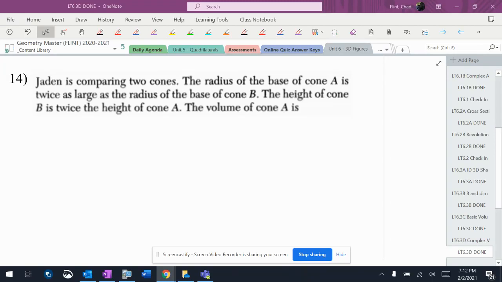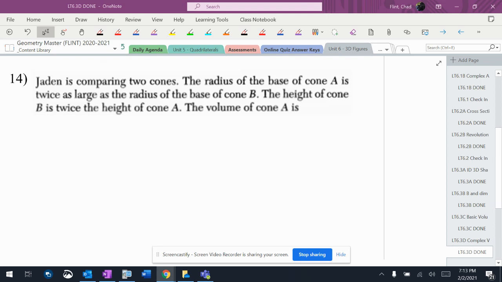So I threw this problem on the end here. This is a recent Regents problem that came up, and it was just an odd one that they don't usually ask, and people had trouble with it because it doesn't have any numbers. So it says we're comparing two cones.